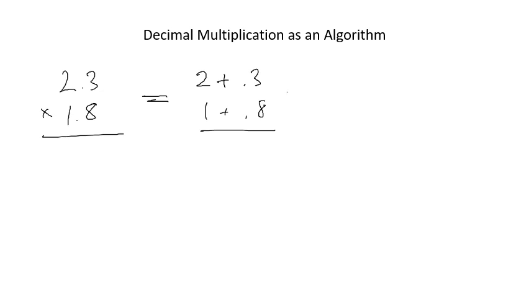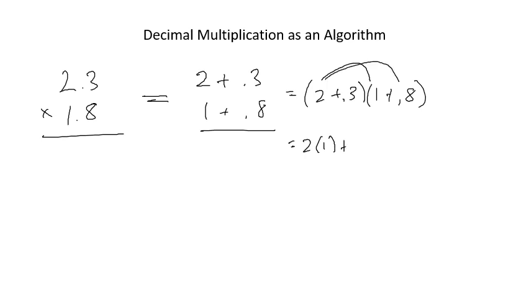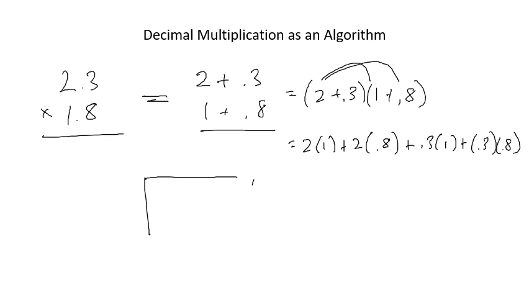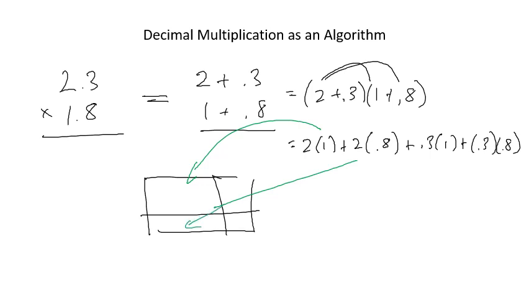And now we can do this as a distributive property type problem. So 2 times 1, and then 2 times 0.8, and then 0.3 times 1, and then 0.3 times 0.8. And now, really, this is the same as the 4 regions that we've already seen in our model. We should recognize this 2.1, or the 2 times 1, goes there. The 2 by 0.8 goes there, and so on. So it's not really anything different.